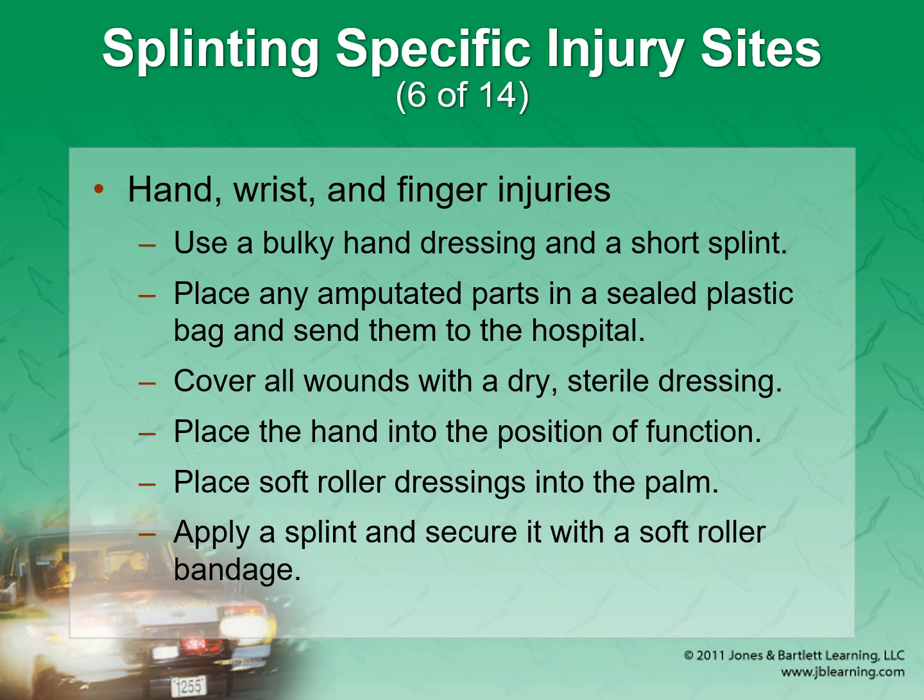So this is for hand, wrist, and finger issues. Bulky splints are good. If there's an amputated part for whatever reason, a finger got blown off or something, these days surgeons can do a lot of good stuff, and they can actually reattach quite a bit. So always try to find an amputated part if you can. Keep it in a sealed plastic bag. Keep it cool, but don't put it on ice because it'll literally get frostbite. But we want to keep it cool and take it to the hospital. Maybe they can reattach it.